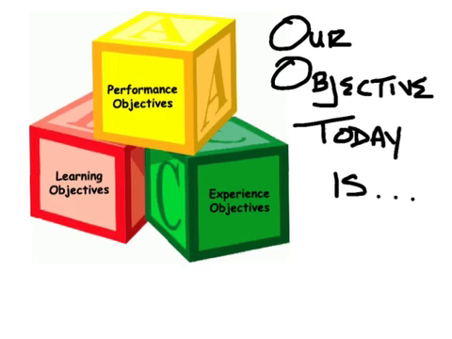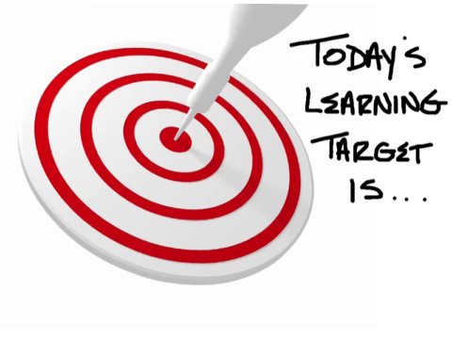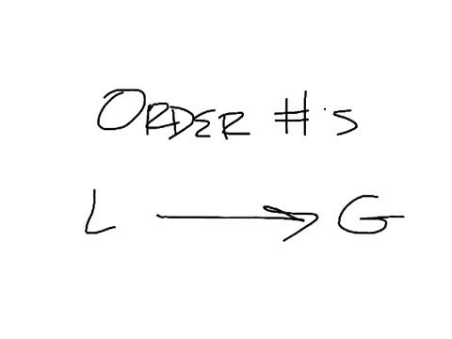The objective for today is the following. Compare, order, and determine equivalent forms for rational and irrational numbers. The learning target for today: order numbers. You're going to put them in order from least to greatest.